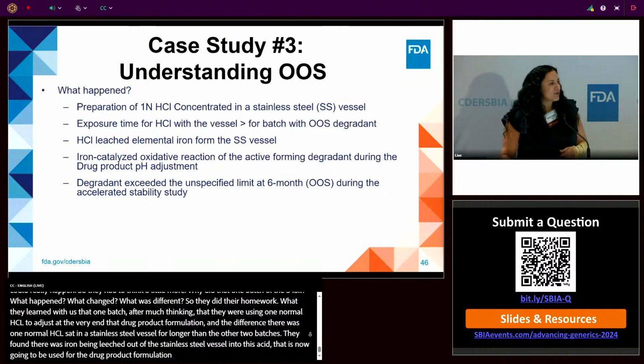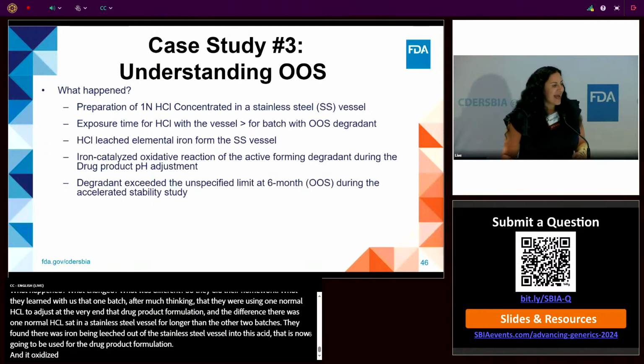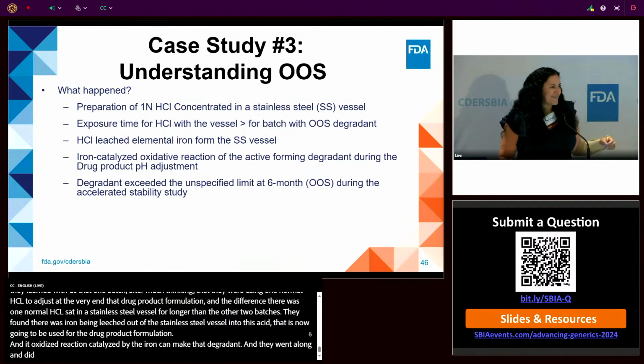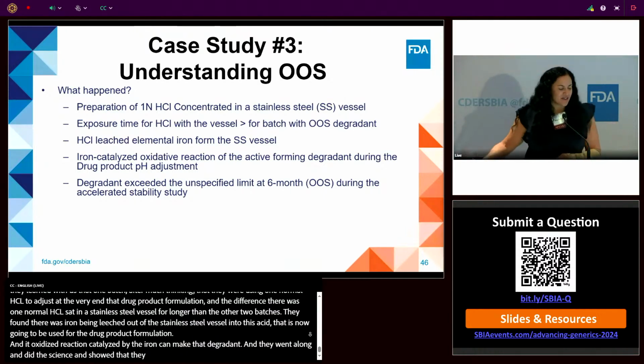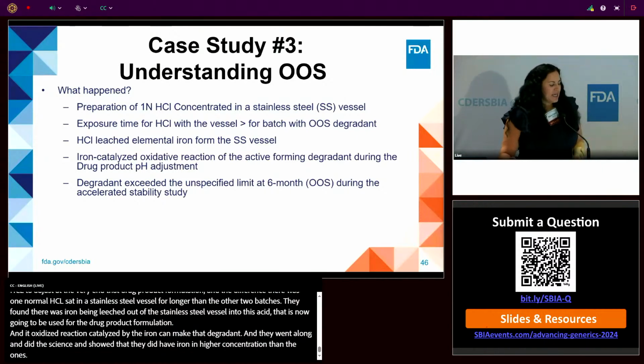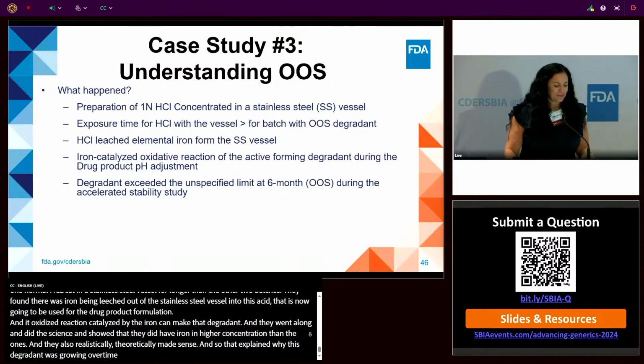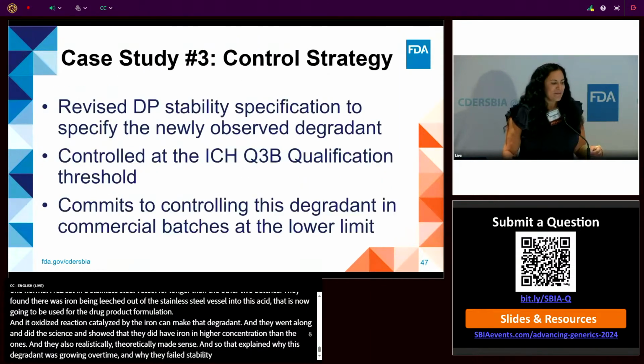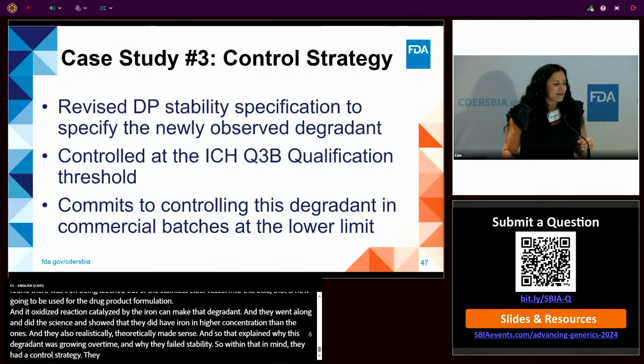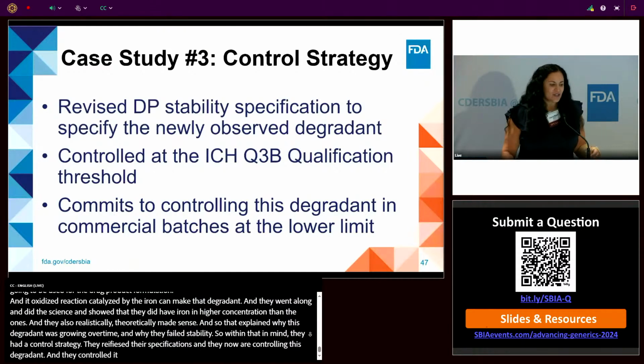And an oxidative reaction catalyzed by the iron can make that degradant. And they went along and did the science and showed that they did have iron at a higher concentration than the other ones. And realistically, theoretically, it made sense. So that explained why this degradant was growing over time and why they failed stability. So with that in mind, they had a control strategy. They revised their specifications, and they now are controlling this degradant, and they controlled it at the ICH Q3B. Again, they're allowed to do that.